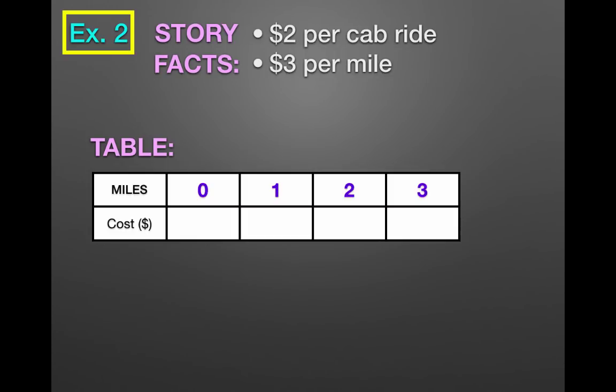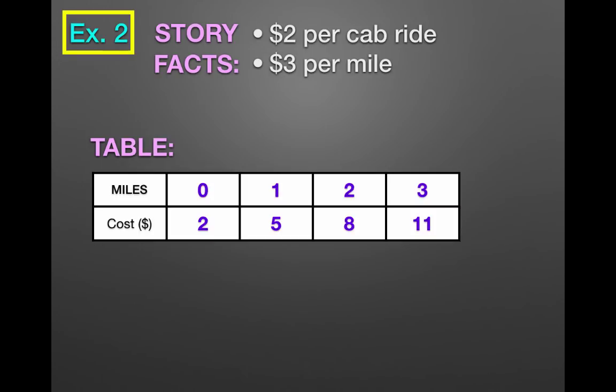So let's think about this. If you drive 0 miles, how much do you pay the taxi cab driver? If you go 0 miles, all you've done is gotten into the cab. Doesn't that cost you $2 to get into the cab? But if you drive 1 mile, then you have to pay an extra $3. So 3 plus 2 is 5. If you drive 2 miles, you have to pay $3 more. And if you drive 3 miles, you got to pay $3 more. So we've got a pattern going on here. And I could make this table bigger. I could keep going to 4 miles, 5 miles, 6 miles.